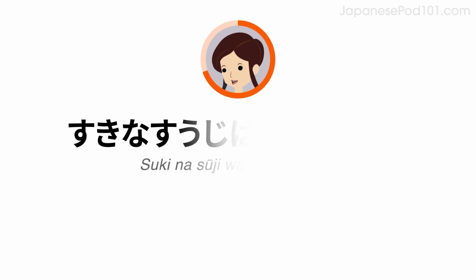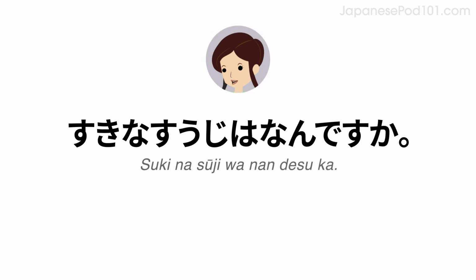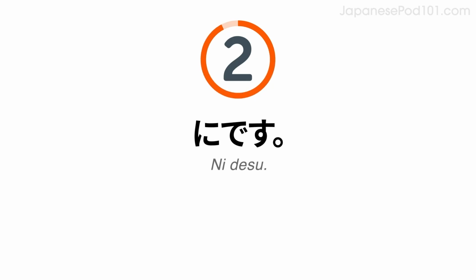Okay, now it's your turn. Do you remember how to say, what's your favorite number? 好きな数字は何ですか. Imagine it's 2. Do you remember how to say 2? Say, it's 2. 2です。 Now answer the question saying, it's 2.